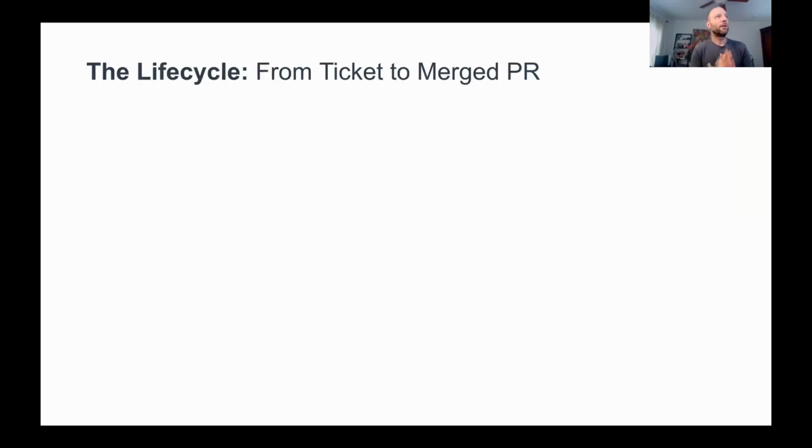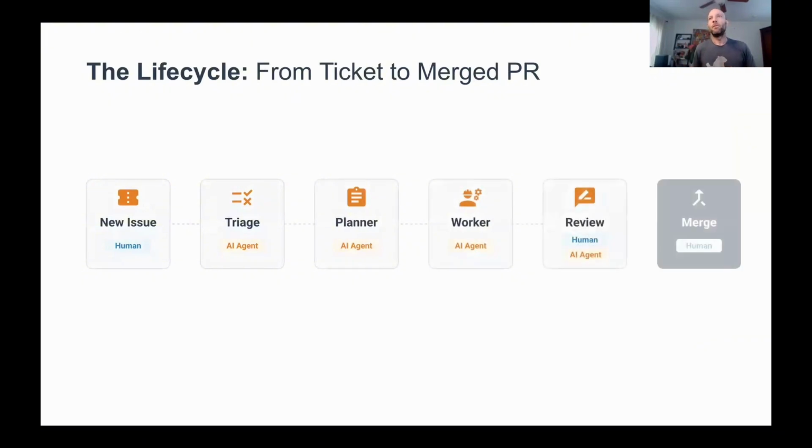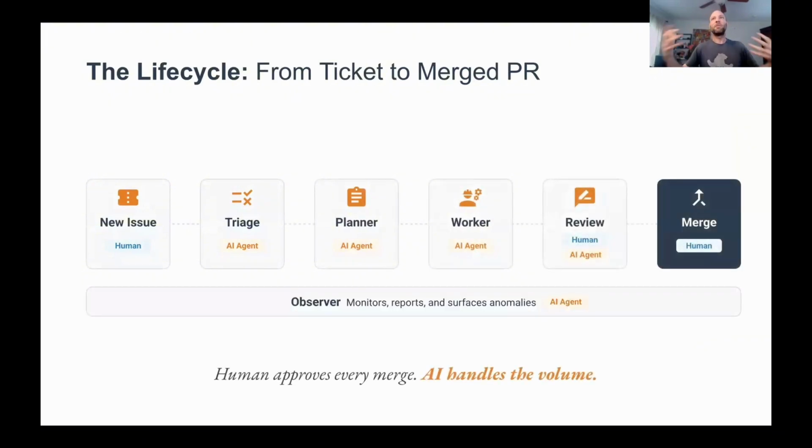So here's what I'm building for the OpenMRS OCL community. Where we begin is the same. A new ticket comes in. A triage agent scores it, routes it. A planner breaks it down if it can into smaller bite-sized chunks. A worker does the development, again, if it's sufficiently scoped for an agent. And then both humans and AI review it, and then a human merges it.